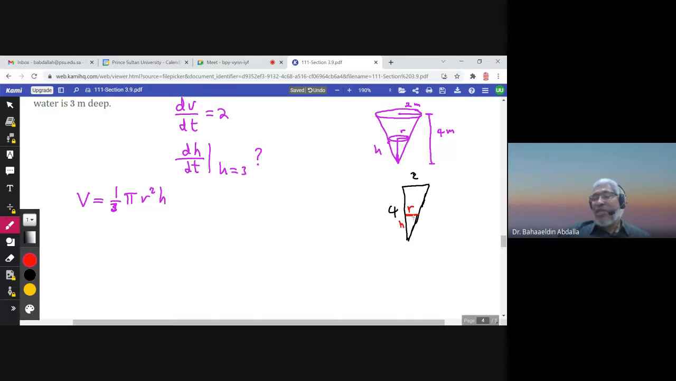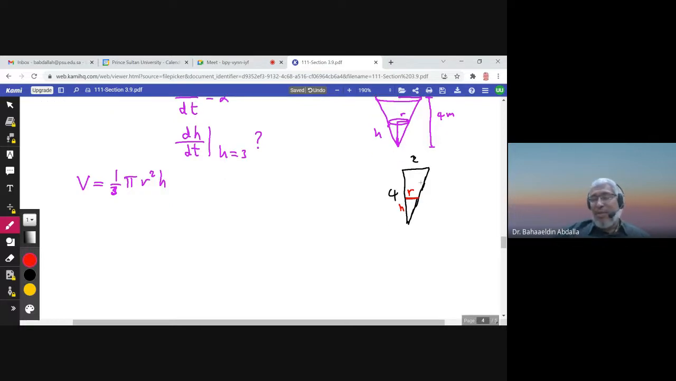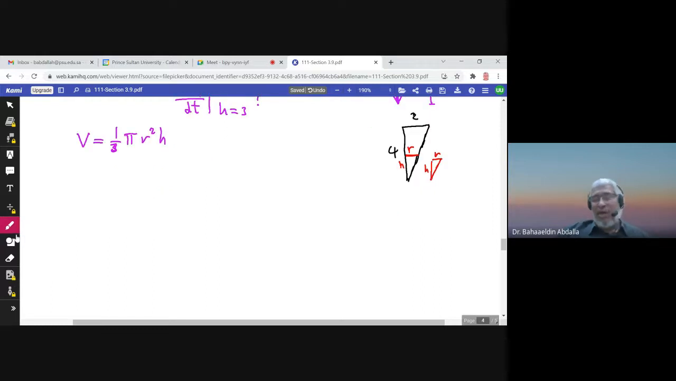And r is changing and h is changing. These two triangles are similar, the black one and the red one. Two similar triangles. This is R, this is H, and the black one, 2 and 4. So what do you know about similar triangles? If we have two similar triangles, for example, this is a triangle and this is another triangle, similar. What is the meaning of similar?